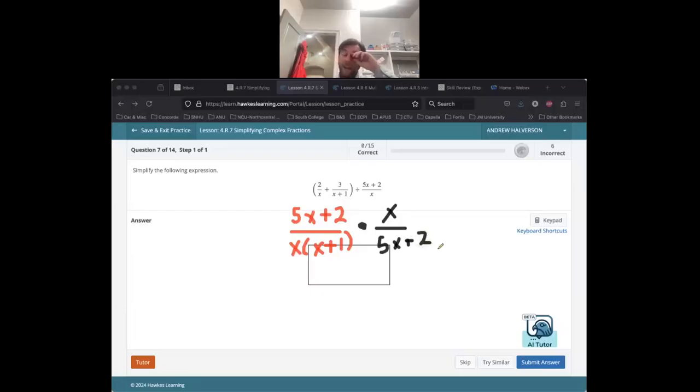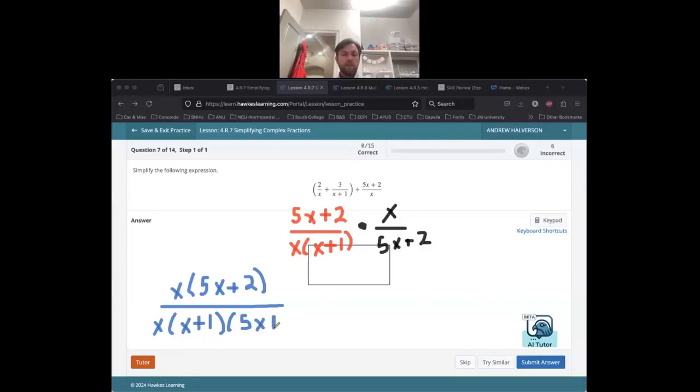Can we cancel? Or well, let's bring it all to one expression. That was our actual. So we said x, bring it all together. The numerator is x, and then 5x plus 2. We're not multiplying. We're not doing anything. We're just joining it all into one expression. And then the bottom is x times x plus 1 over, with the 5x plus 2.